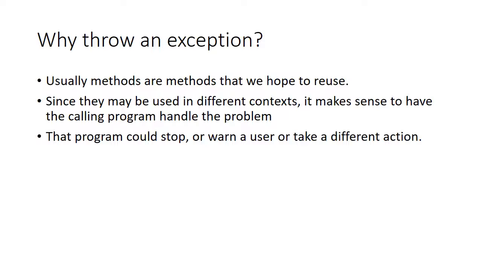Because methods are used in many places within a program, they may be used more than once in different contexts. Since they could be used in different contexts, the response to what happens with an exception might be different in different places in your program. The program could stop, warn a user, or take a totally different action depending on where it was within the program. So it makes sense to throw the exception and allow the calling program to handle it.